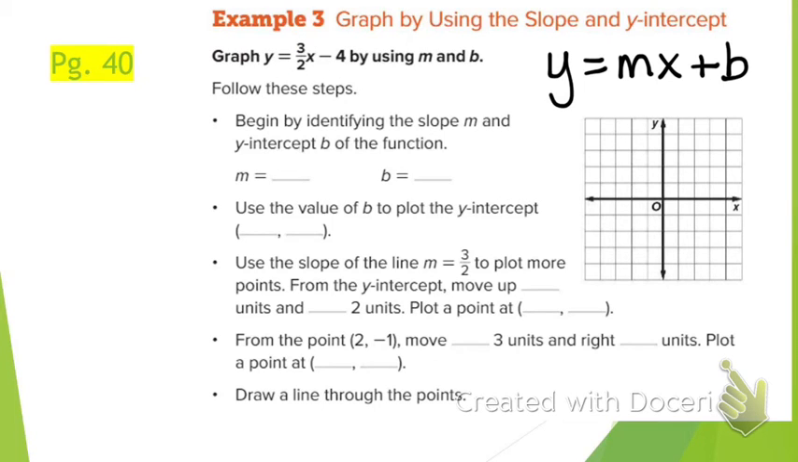So the slope is positive 3 over 2, and your y-intercept is at negative 4. So let's write that y-intercept as an ordered pair. The y-intercept b, written as an ordered pair, would be 0, negative 4. So I'm going to go ahead and plot that point on my graph. Right here in red, that's my y-intercept.